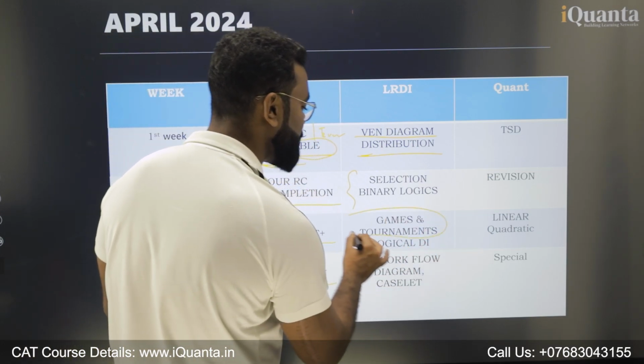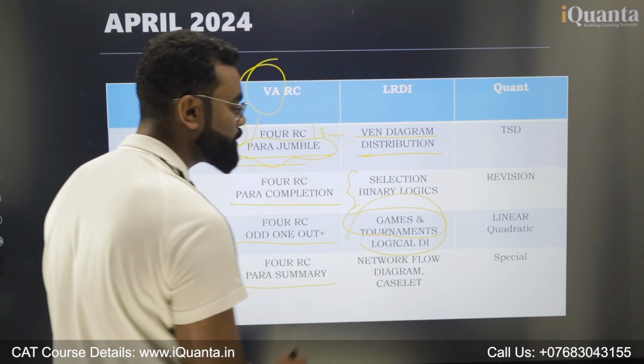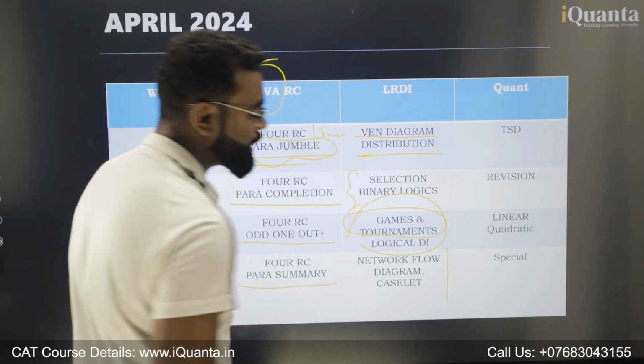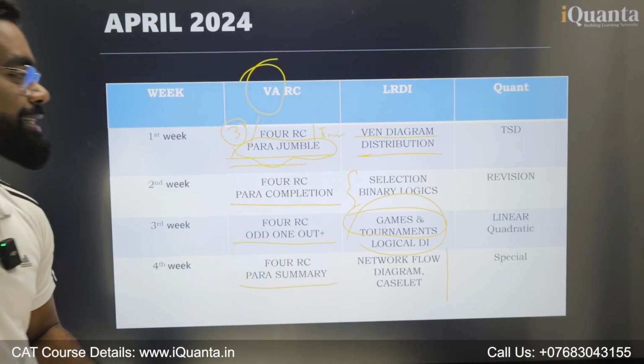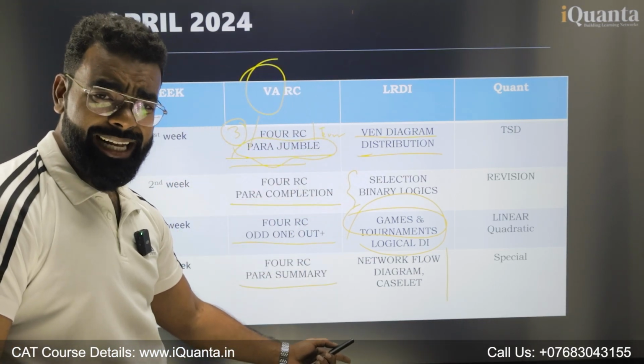I have told you a very important thing. Logical reasoning is also very important. And now it is network flow diagram and play slate. So I'm dividing again 8 things in exactly 4 weeks.